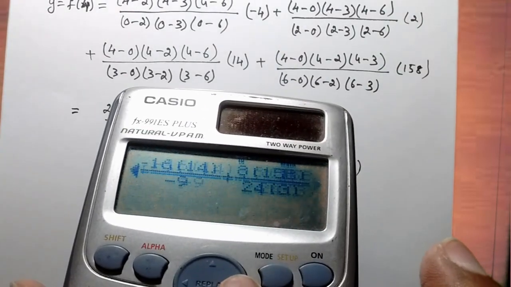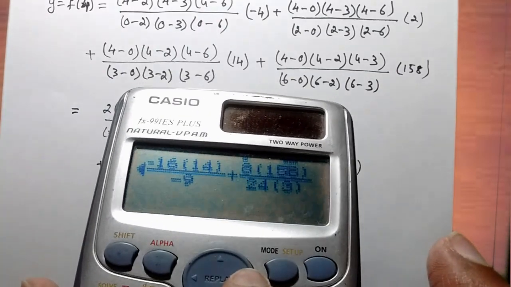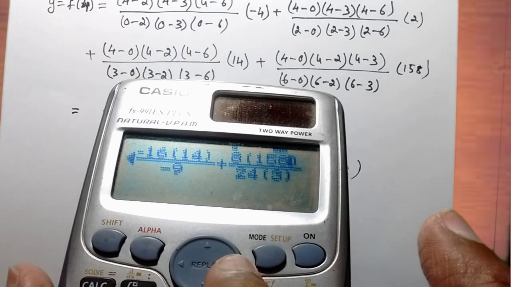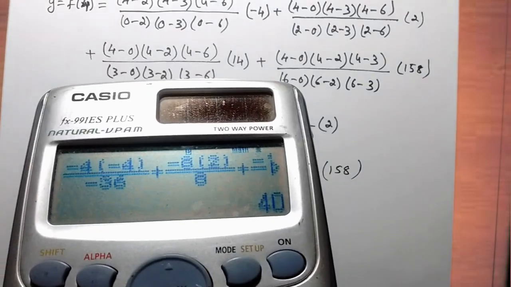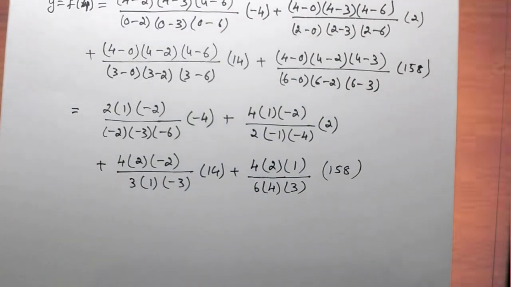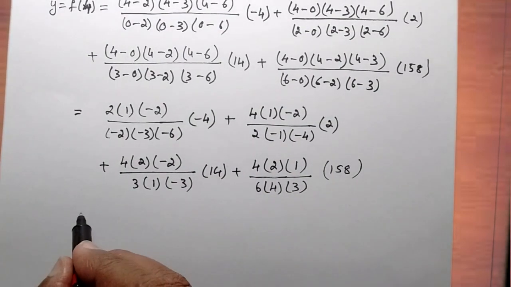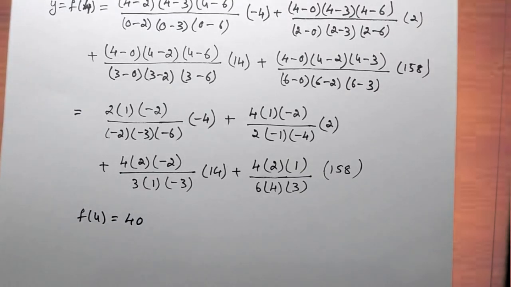For the last term, you can write 6 is there, right? 4 to the 8 is there. I multiplied 8 into 158 divided by 24 into 3. How much are you getting? You are getting the value to be 40, right? So you get the value of f of 4 to be 40. So that's the required solution. Let us move on to the next question.